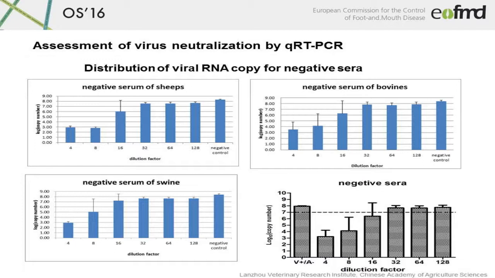Here you can see from the 1:4 dilution up to the 1:128. The control is without serum samples, so the virus control. The copy number of virus here is roughly about 8.3 logs, and the others are more or less the same. When the serum is diluted at 1:32, the virus load is quite close to the controls. And this is all the samples.